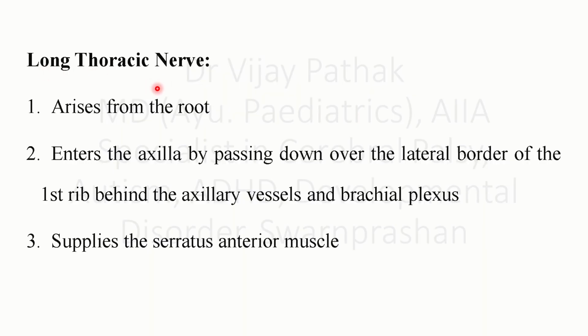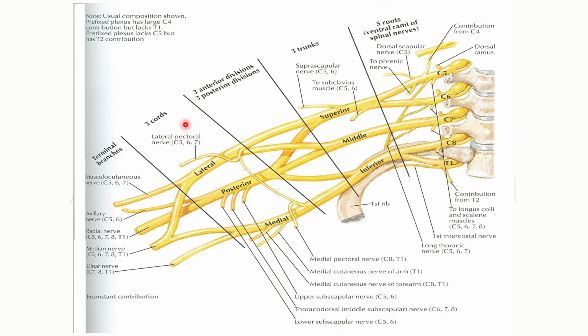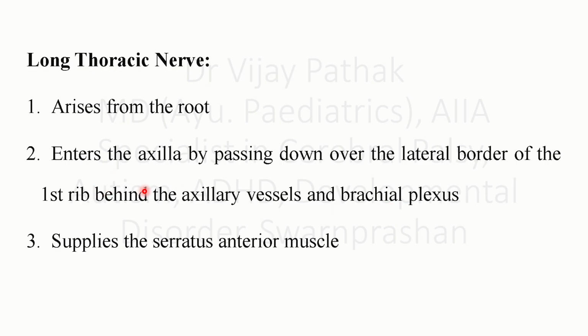Long thoracic nerve. This arises from the C5, C6, and C7 roots. This supplies the serratus anterior muscle.